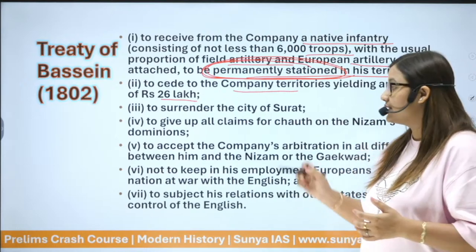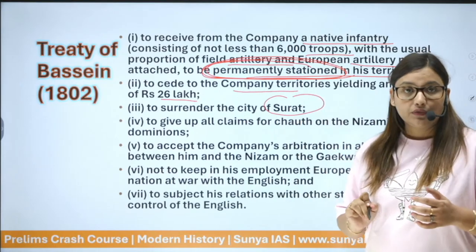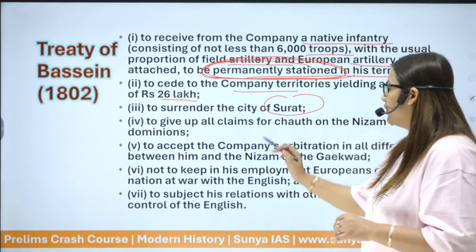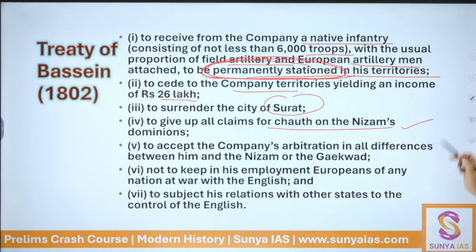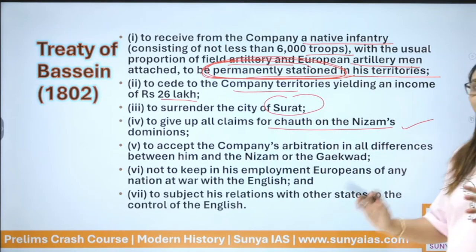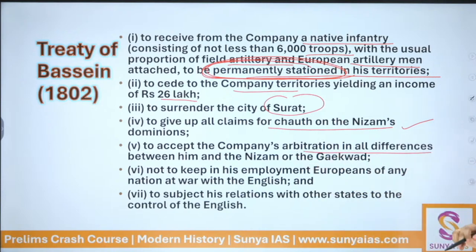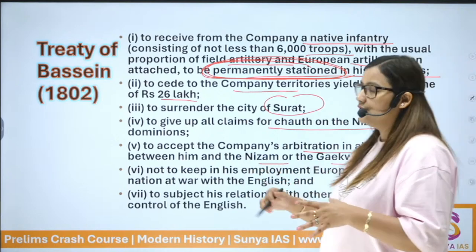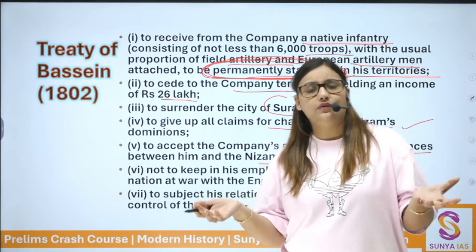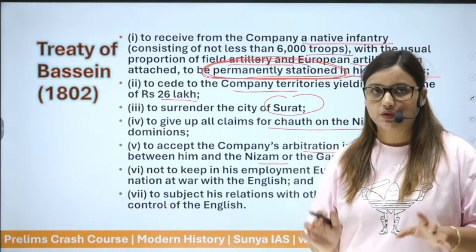Peshwa will surrender the city of Surat completely. He will give up all the claims for Chauth on the Nizam's dominion on Hyderabad. He will accept the company's arbitration in all differences between him and the Nizam or the Gaikwads, because whenever there is any dispute, the company will decide what the Peshwa needs to do.